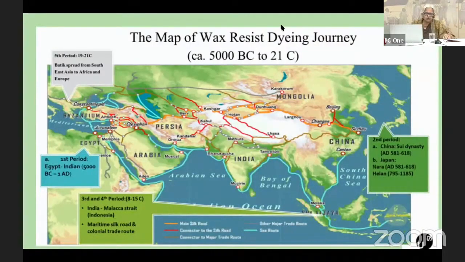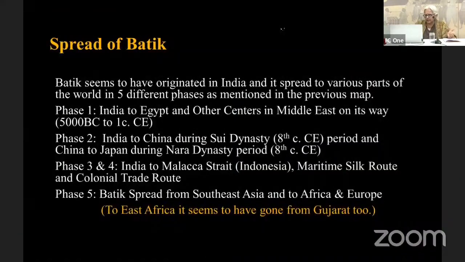Now, this is the map that I was talking about. It very clearly shows the 5 different phases of batik's travel. Phase number 1 is India to Egypt and other centers in the Middle East on its way to Egypt, from 5000 BC to the first century CE. The second phase is India to China during the Sui dynasty, 8th century CE, and China to Japan during the Nara dynasty. Sometimes some people say it started with the Asuka dynasty, but in the Nara dynasty it really took hold. Then phases 3 and 4 are India to the Malacca Strait, that is Indonesia.